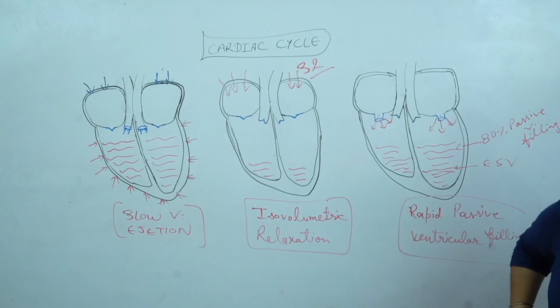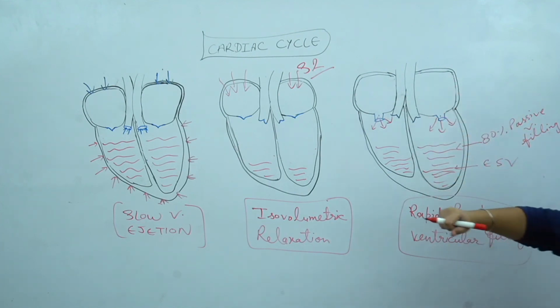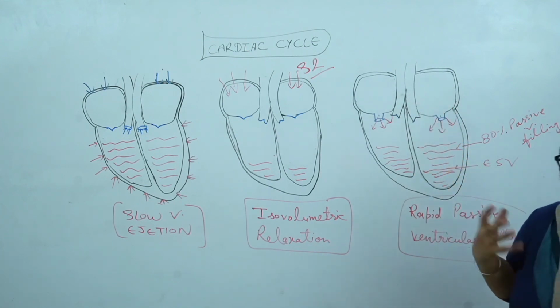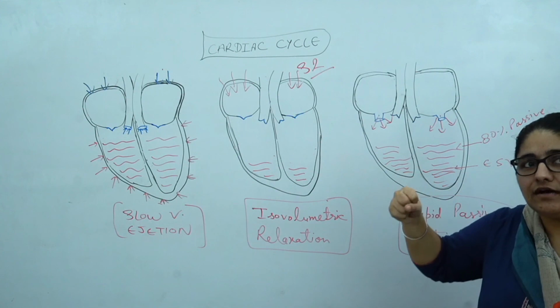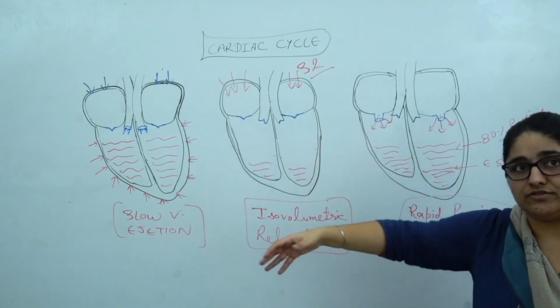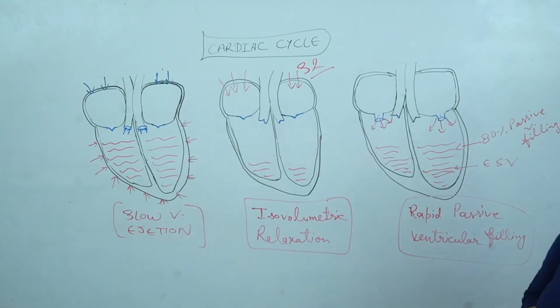After this, when passively the blood flows from atria to the ventricles, after that atria will have to contract to squeeze out the remaining blood into the ventricles. That is atrial contraction once again. So these are the events of cardiac cycle.